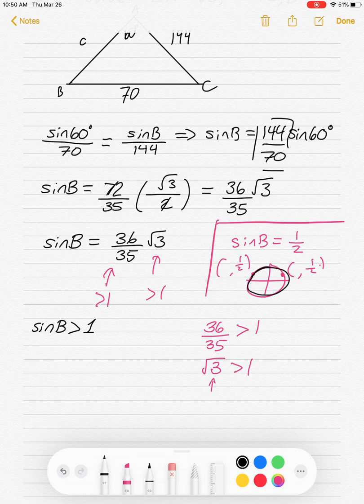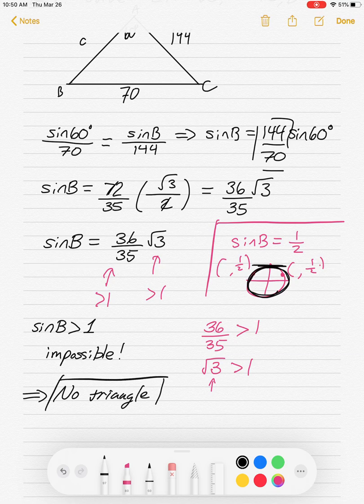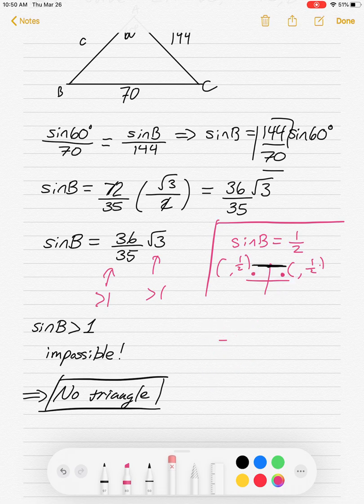Is that possible? Think about the unit circle. The biggest that sine can be is 1, right? So I actually have an impossible statement here. So therefore, I would conclude in this case, there is no such triangle. Okay, so that's the scratch work.